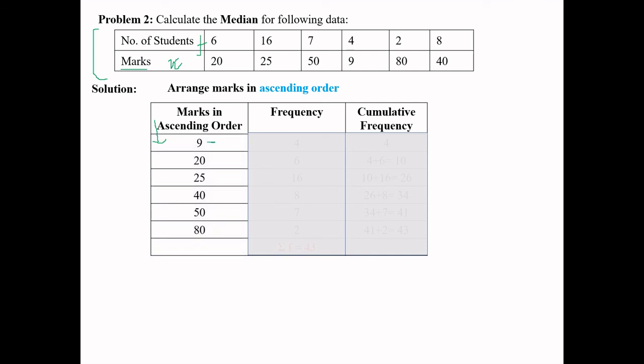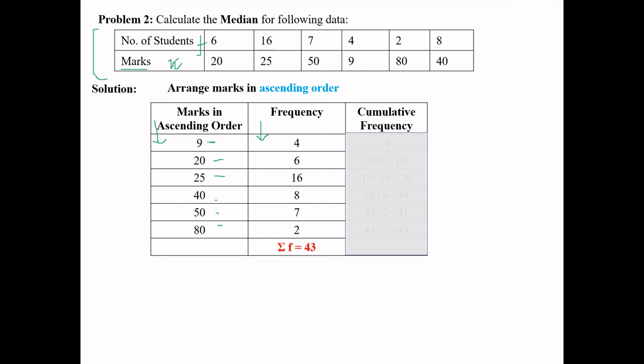Here it is 9. Then after 9 it is 20. Then 25. Then 40. Then 50. And then 80. Now write down the value of frequency. So the frequency for 9 is 4. The corresponding frequency for 20 is 6. For 25 the frequency is 16.